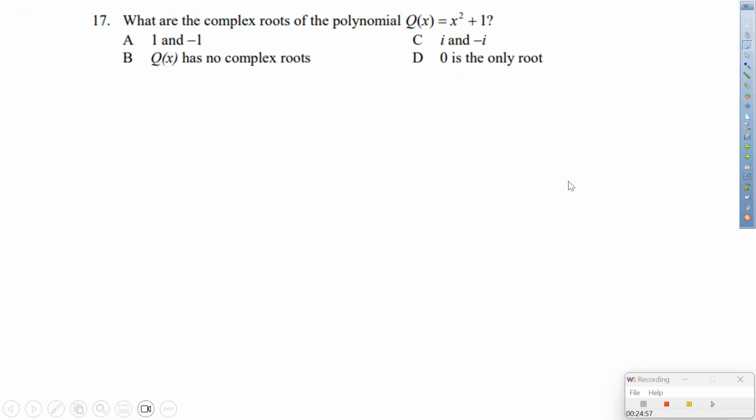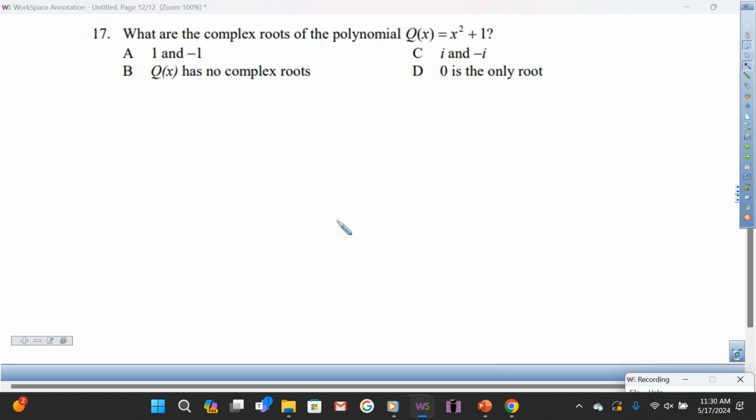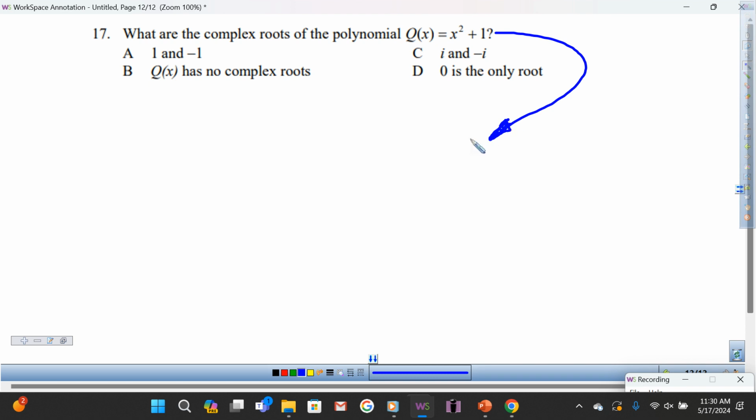Let's move on. Number 17. What are the complex roots for this one? Whenever you get to this one, first things first, let's rewrite it. Bring this one down and set it equal to 0. So 0 equals x squared plus 1. And then we just need to solve for x. So what do I do from there?